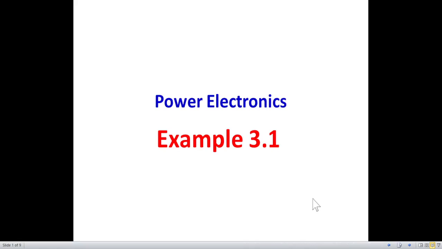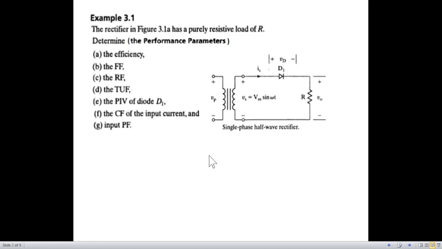Bismillahirrahmanirrahim. In this video, we'll be discussing example 3.1 from the Power Electronics book by Mr. Rashid. And this is the question that we'll be discussing.